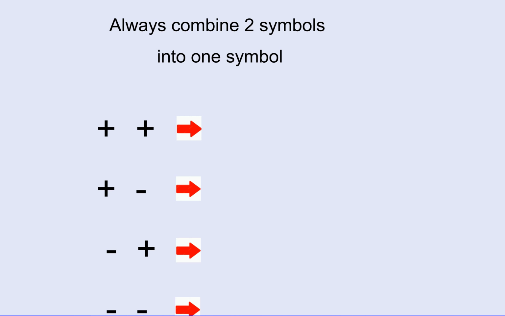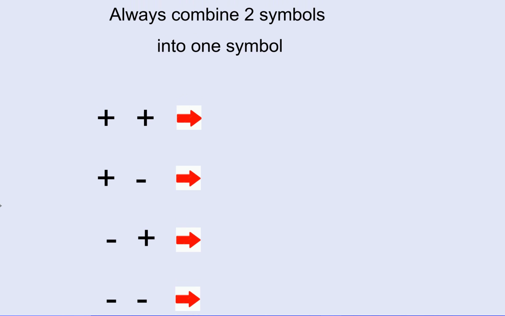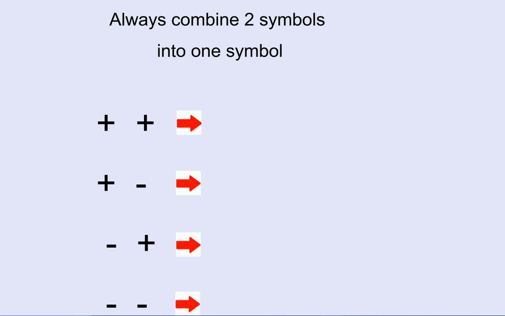Now we're going to have a little look at making things a bit more challenging. Often with these integer questions, they throw a lot of questions at you where you've got 2 symbols next to each other. So you might see a plus next to a plus or a plus next to a minus, and it's often a bit confusing what to do with that. So up the top here it says: always combine 2 symbols into 1 symbol. If you always do that, it makes your life a lot simpler.